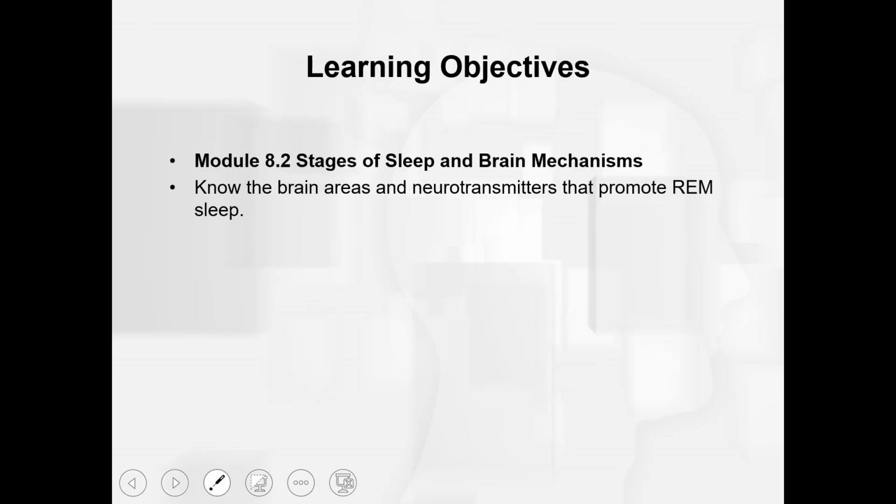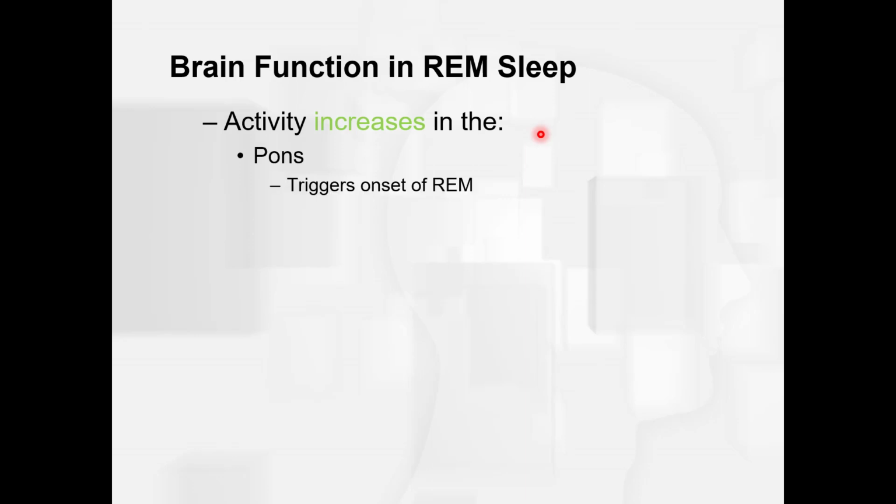In this next video, we're going to talk about the brain areas and neurotransmitters that promote REM sleep. During REM sleep, we see a lot of changes in brain function. So we're going to start off first talking about areas where we see increases in activity. One of the first areas that we see an increase in activity is the pons, and it triggers the onset of REM sleep.